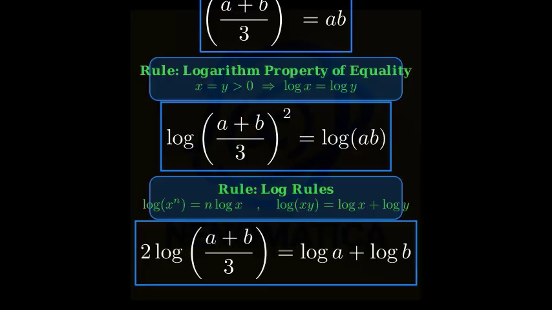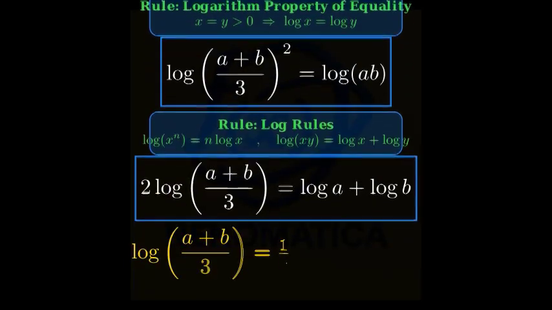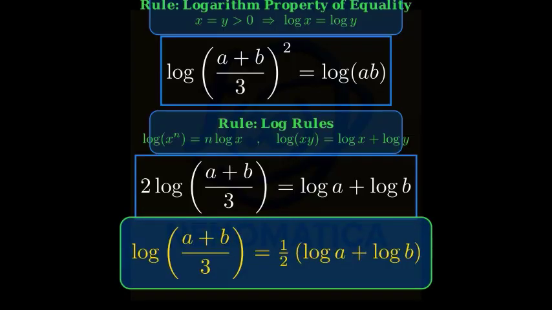Step 7. Divide both sides by 2 to isolate the desired expression. Log of the quantity a plus b over 3 equals 1/2 times the quantity log a plus log b. This is the final result.